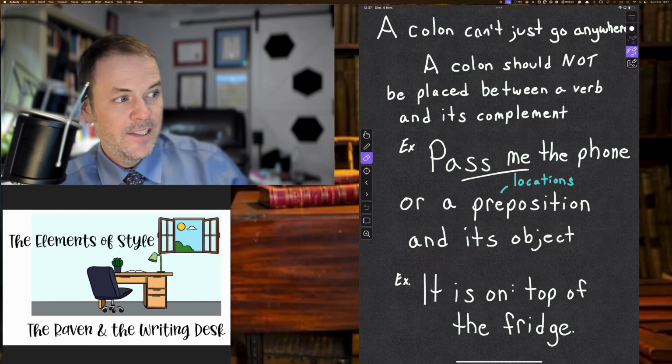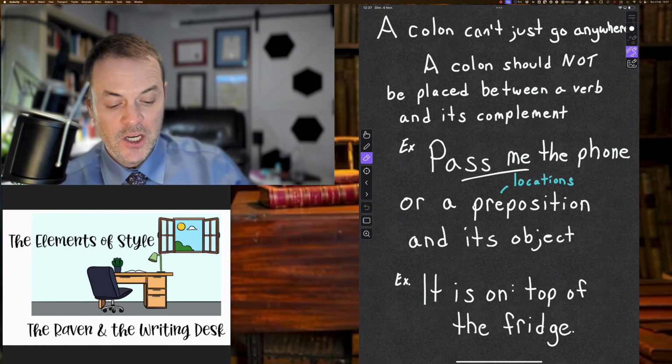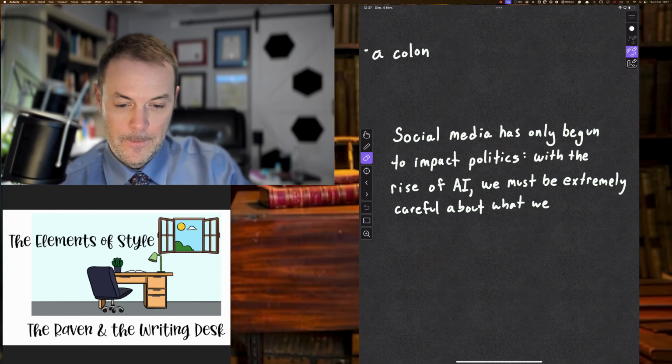And we also can't separate a preposition from its object. It is on top of the fridge. Yeah, that doesn't sound right. Let's just get rid of that colon.